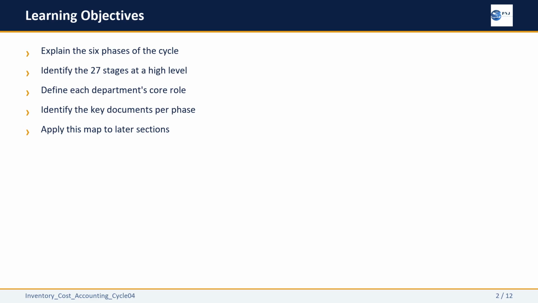Here's what you'll be able to do by the end of this section. First, explain the 6 phases that move inventory from procurement through reporting. Second, identify the 27 stages that sit inside those phases at a high level. Third, define what each department actually owns in this cycle. Fourth, identify the key documents that appear in each phase. And finally, apply this framework as a map so that every later section has a clear place to hang on. We're orienting here, not yet teaching the deep mechanics.